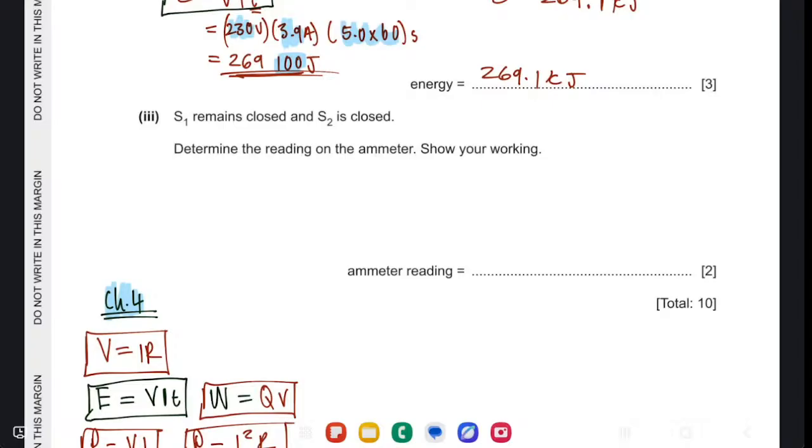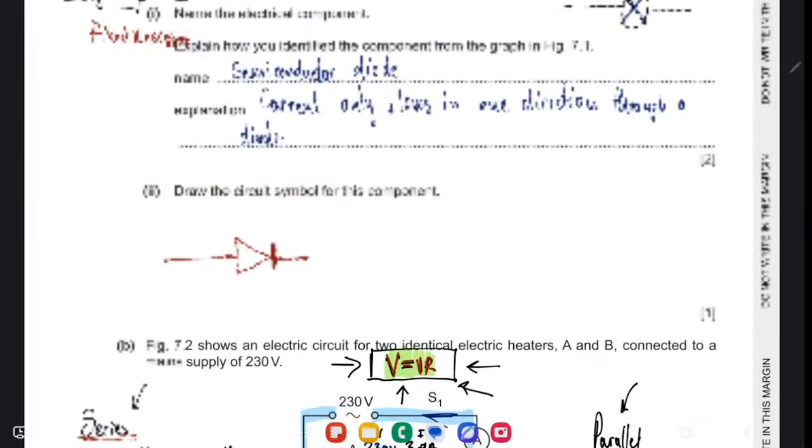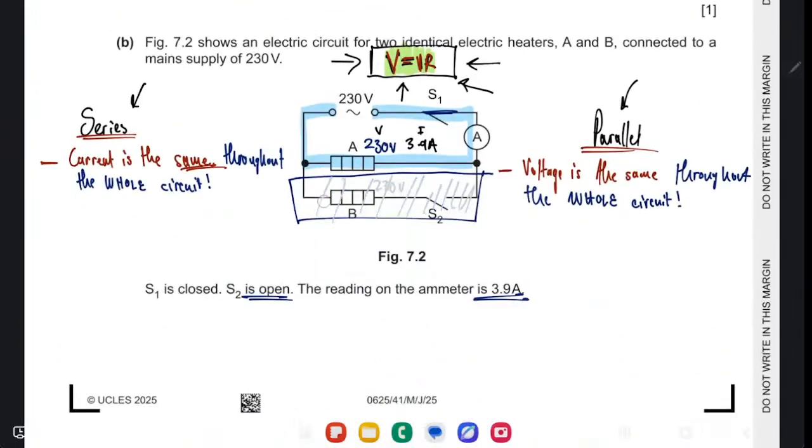Right. Now they're saying S1 remains closed and S2 is now closed. Basically, they are now just saying you have a complete circuit. Anyway, we already know this is at 230 volts because they're in parallel. Voltage is the same in parallel, so we put the things we already know. Now, we have been told that we have 3.9 amps here.